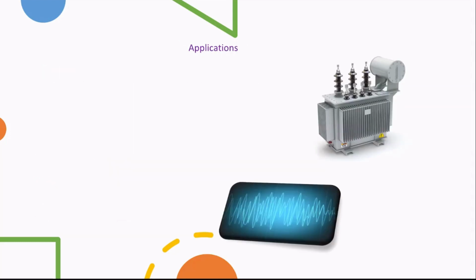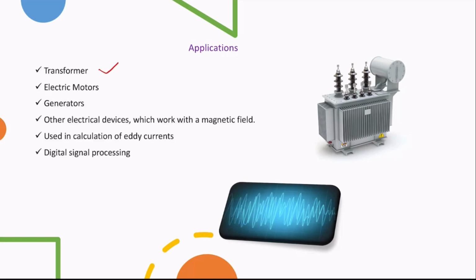Now let us see what are the applications of the mutual inductance. The first application is the transformer. So if you see here, this is the transformer which makes use of this mutual inductance. The next one is the electric motors. The third one is the generators. The fourth one is the electrical devices which work with a magnetic field.